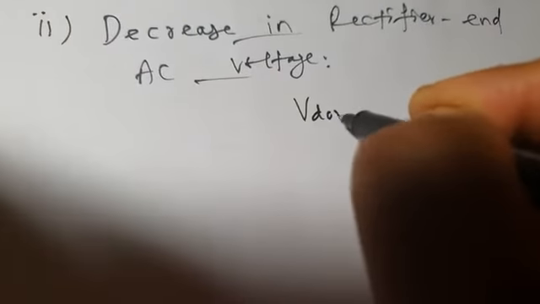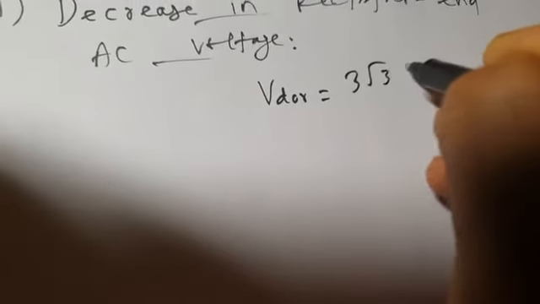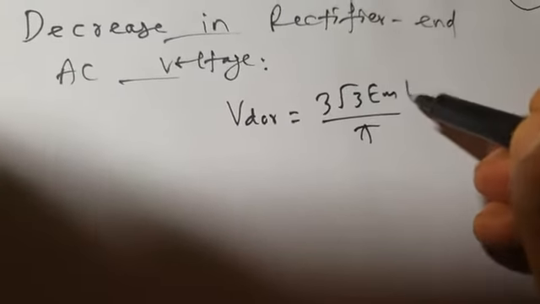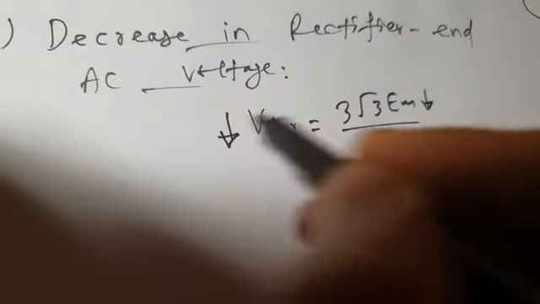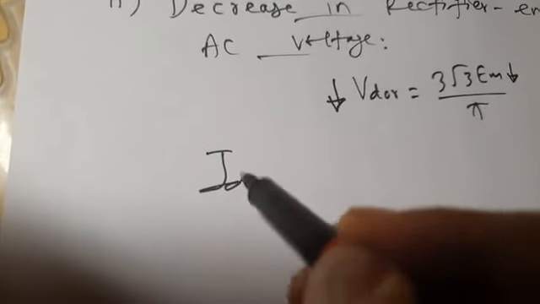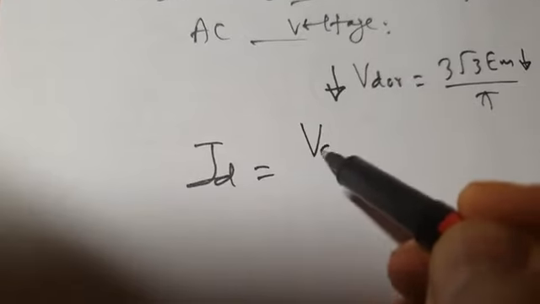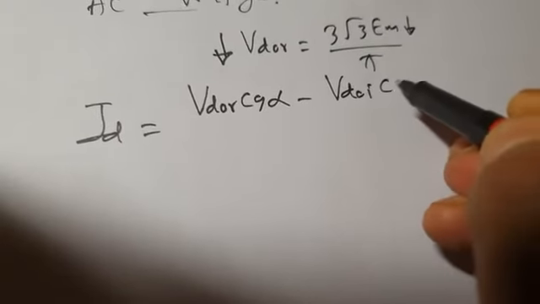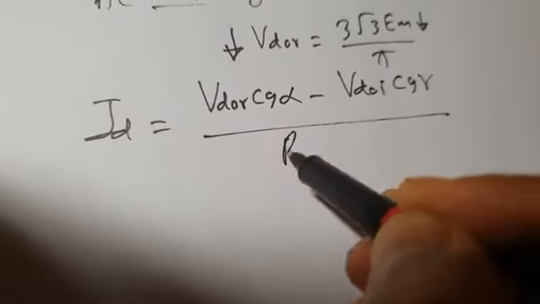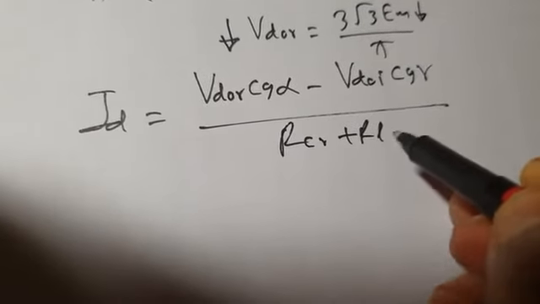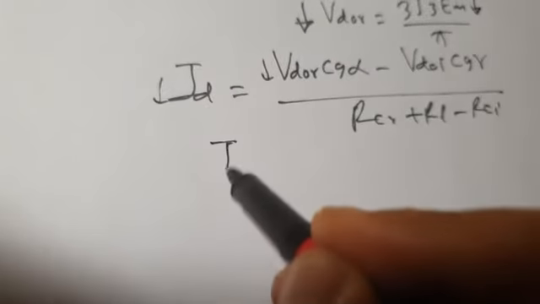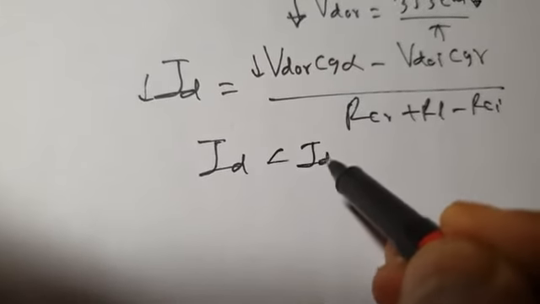VDOR is equal to 3√3 EM by pi. If a voltage dip on the AC side of the rectifier has occurred, this has decreased VDOR. Your DC line current is (VDOR cos alpha minus VDOI cos gamma) divided by (RCR plus RL minus RCI). So since this has decreased, current will decrease and ID will become less than ID ref in this case.